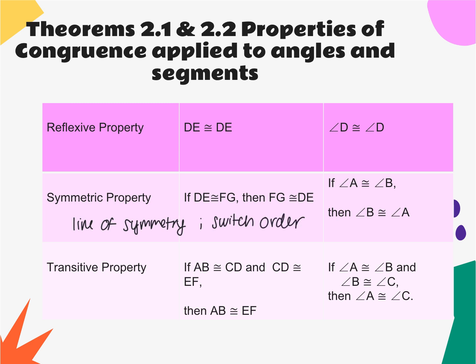Okay, so I have DE is congruent to FG, then FG is congruent to DE. You are switching the order. If angle A is congruent to angle B, then angle B is congruent to angle A.